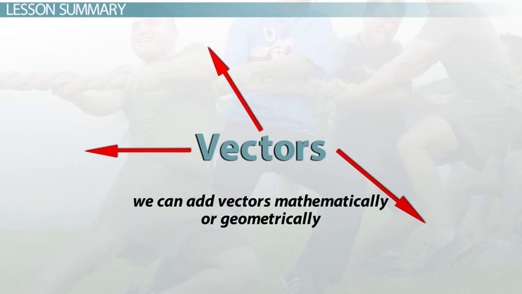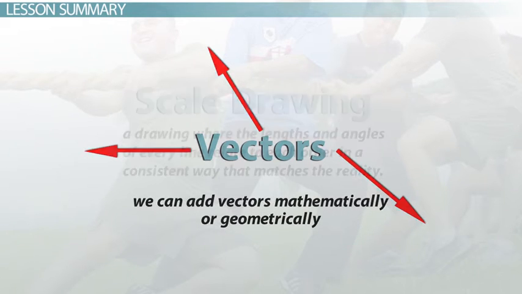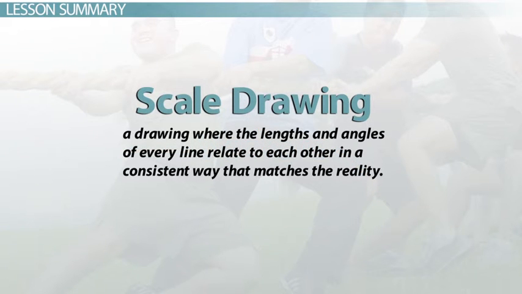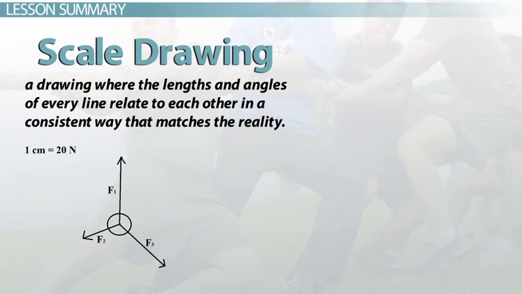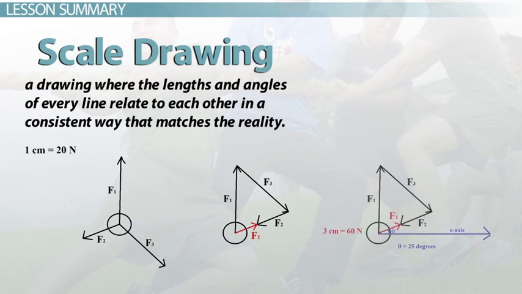We can add vectors mathematically or geometrically. To do it geometrically, we have to create a scale drawing. Then we take the vectors we want to add and reposition them so they're tip to tail. If we draw a vector from the very start to the very end, this will be our total. Its length will be the size of the total, and its direction will be the direction of the total. As long as everything is drawn to scale in both length and direction, we can just measure our final arrow and have our answer. And that's all there is to adding vectors geometrically.